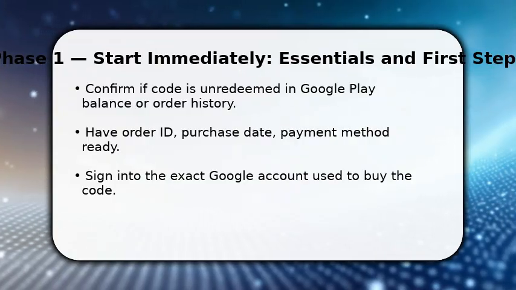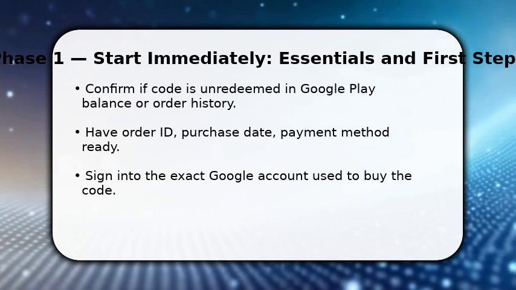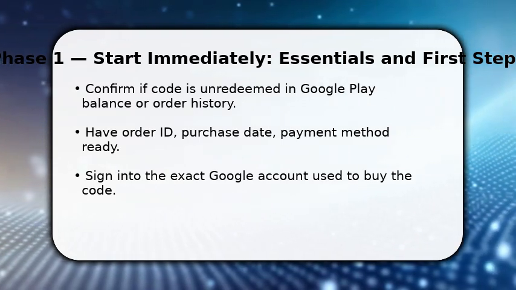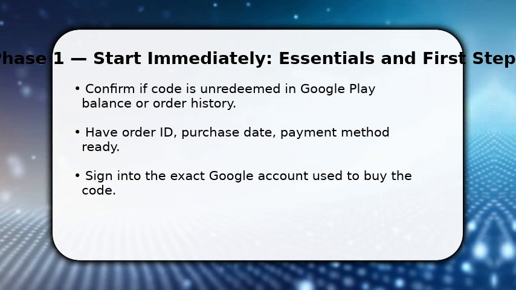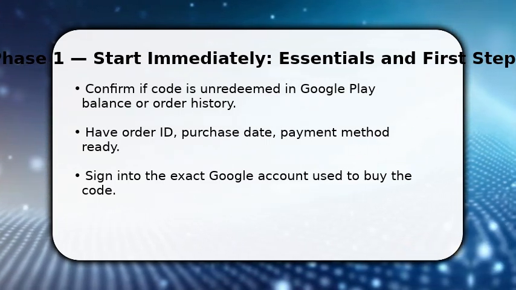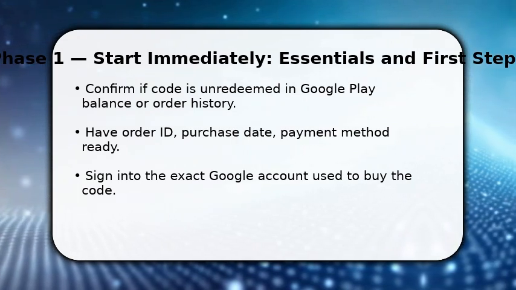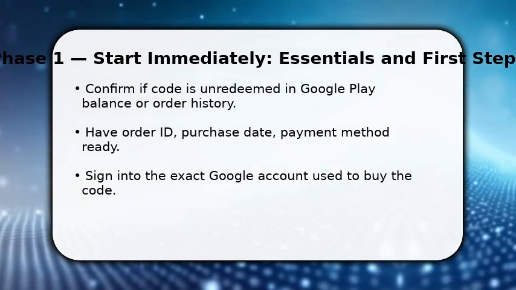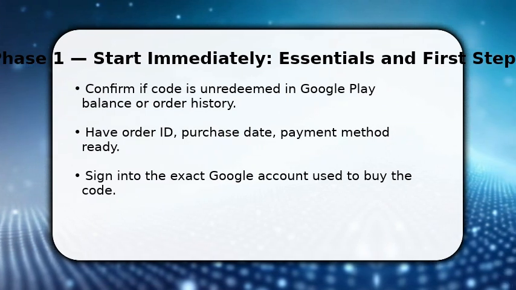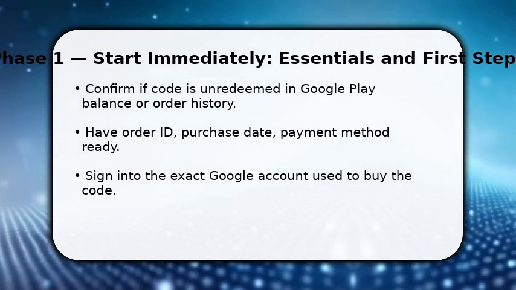You start by confirming the code's current state and account. This matters because redeemed codes cannot be canceled. Open Google Play, sign into the same account, and immediately check order history under payments and subscriptions. Once you see the purchase, note the order ID, date, and payment method. You'll need those for a cancellation or refund request.